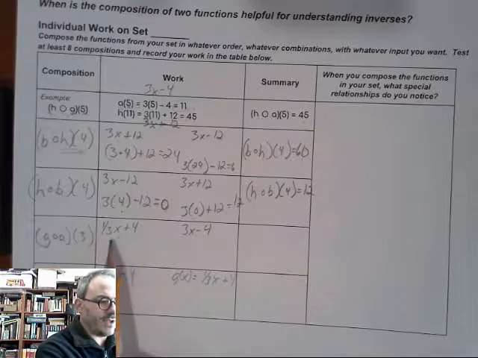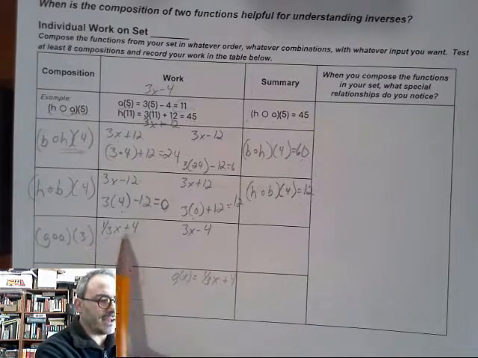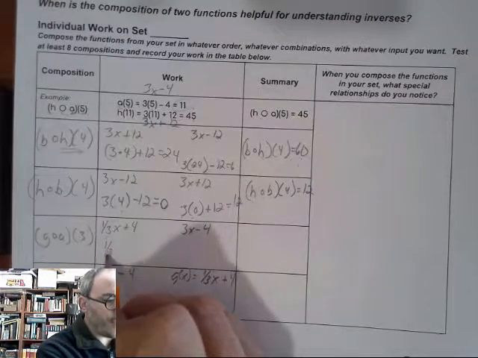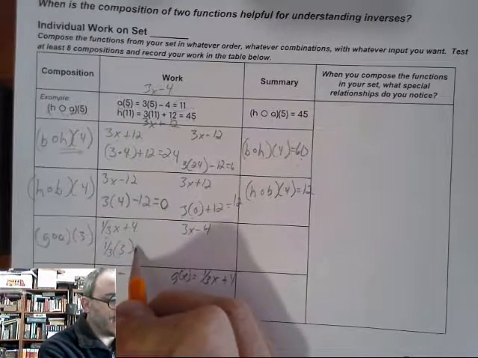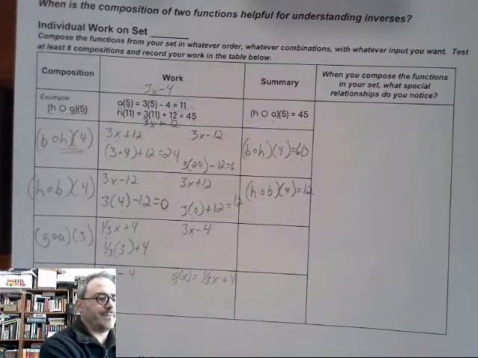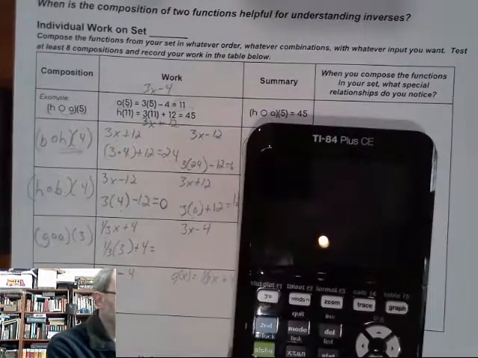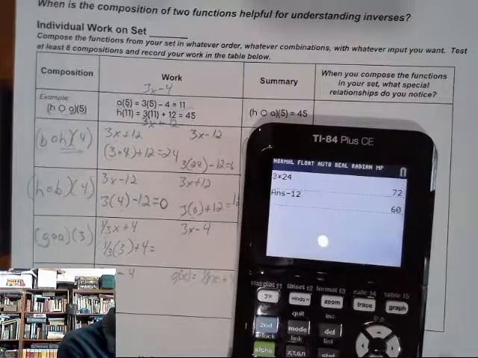Okay, so now I can do this. The g of a of 3. Well, the a of x is 1/3 x plus 4. So I got to plug 3 into the a of x. So 1/3 times 3 plus 4. What does that equal? Well, use your calculator. It's going to be 1, but let me show you how to use your calculator.